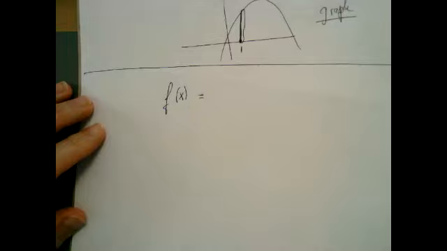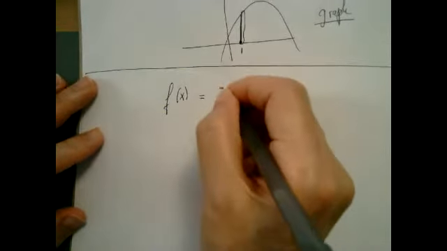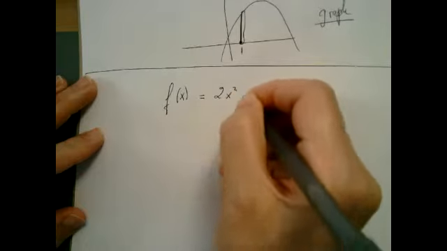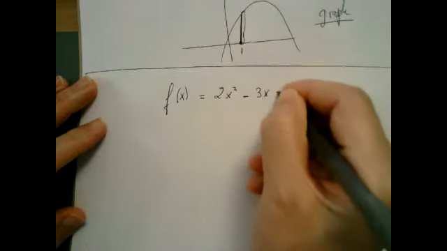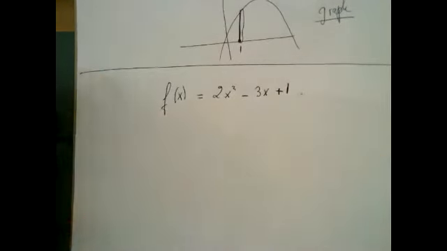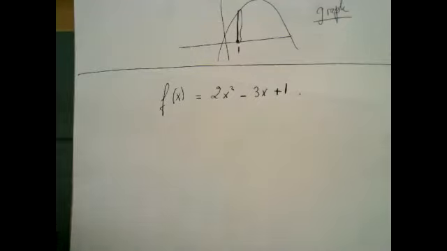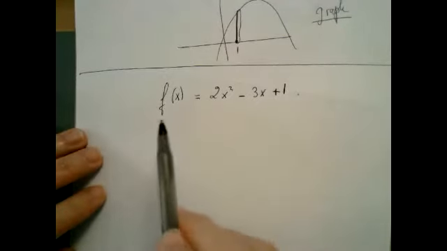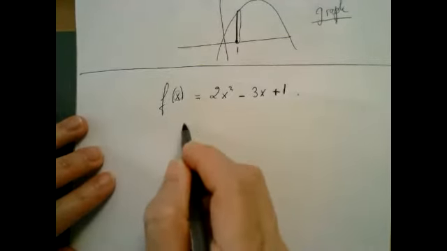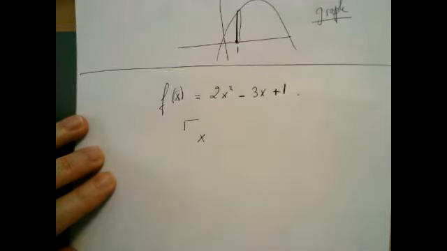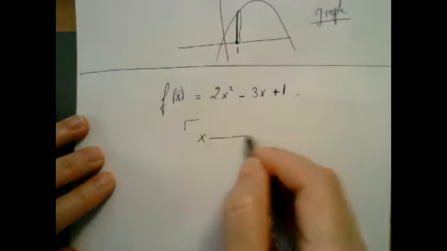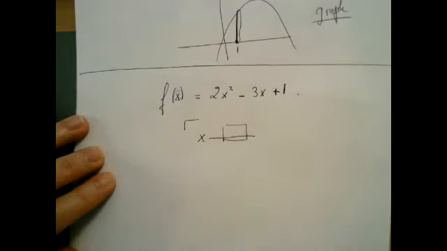So number 66, we have the following function. f of x is given by the rule 2x squared minus 3x plus 1. Okay, that's the rule. What does a function given by this rule mean? It means that the rule takes an input x, and it does something to it.